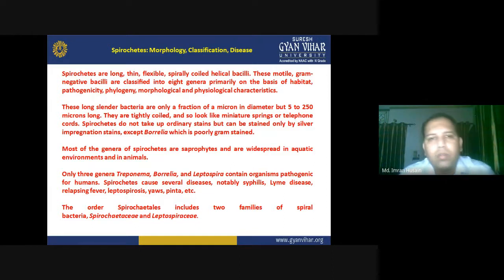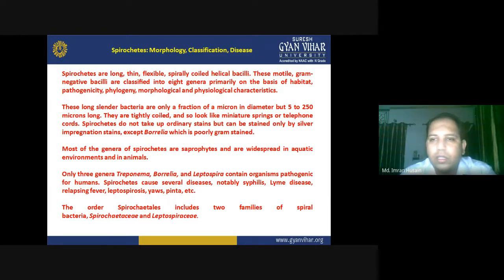Spirochetes: morphology, classification, and disease. Spirochetes are long, thin, flexible, spirally coiled helical bacilli. Right, this is the main character that makes them different from other types of bacteria: they are long, they are thin, they are flexible, spiral in shape, spirally coiled, and helical bacilli.